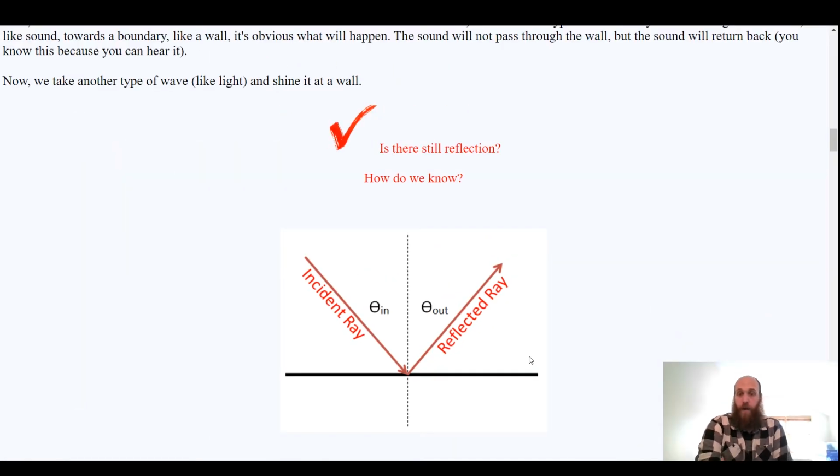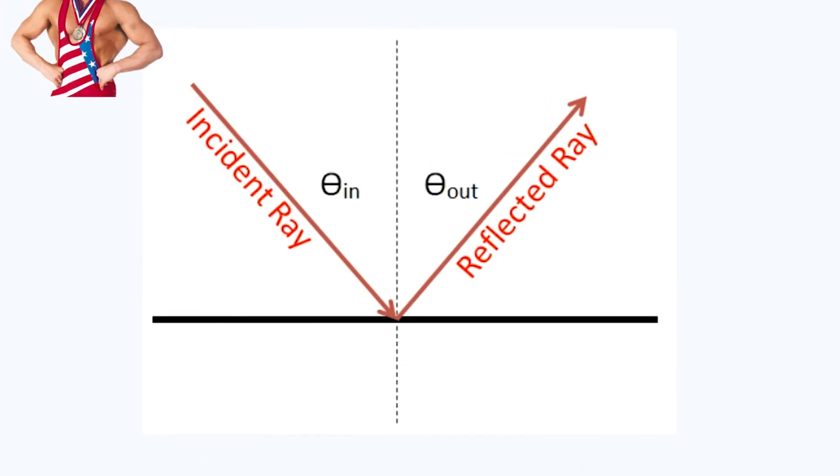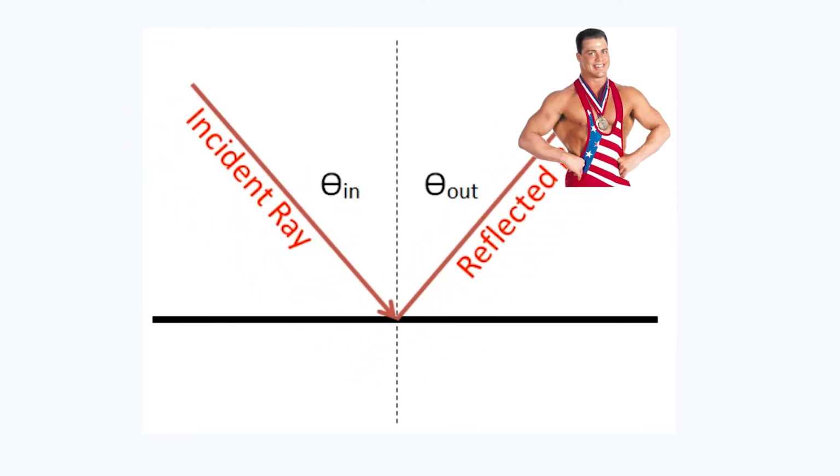And we can relate angle in and angle out with a very complicated formula called the law of reflection. And the law of reflection looks like this. Angle of incidence equals angle of reflection, or angle in equals angle out. And they just are the same. That's the whole idea of reflection. Incoming angle is the same as the outgoing angle.